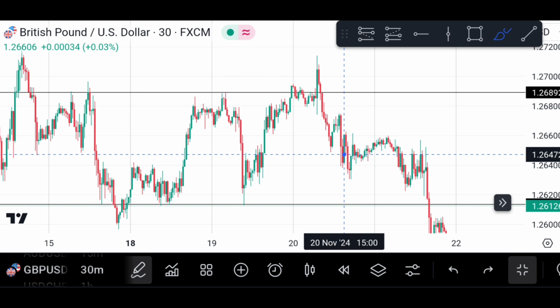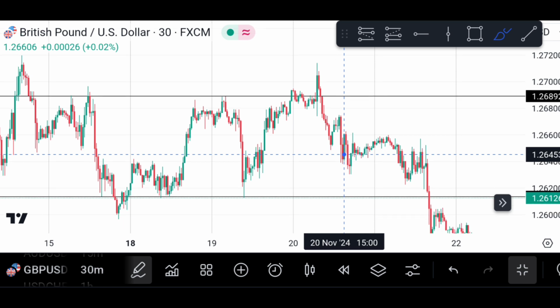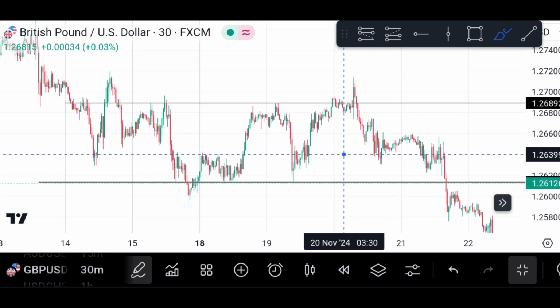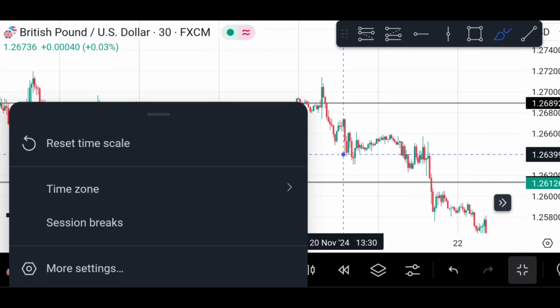When you look at the zone, first of all, we have to identify where the trend is heading to. You can see the trend is heading to the downside already. The trend is heading to the downside.